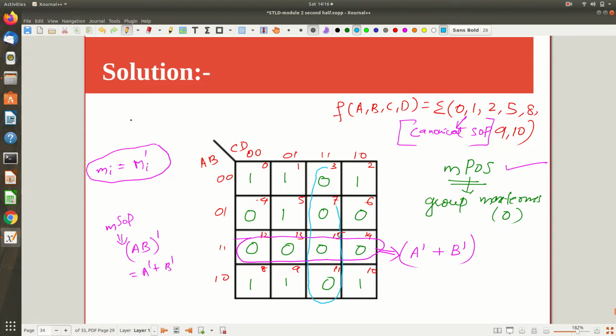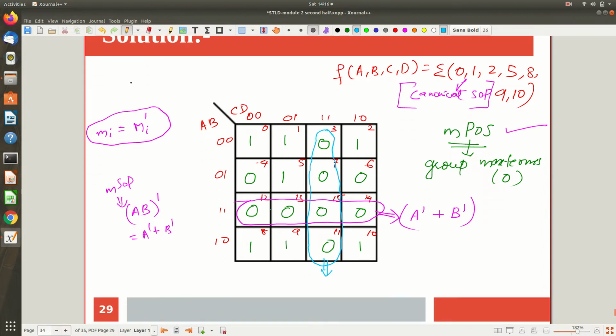So the next question is, can I make a bigger grouping of 4 zeros? It's not possible, right? So what is this? This corresponds to, when you move across the rows, A and B get eliminated. Two variables are eliminated, so what remains is C and D. Again, the C and D are 1, so it is C dash plus D dash. This is the corresponding sum term for this grouping.